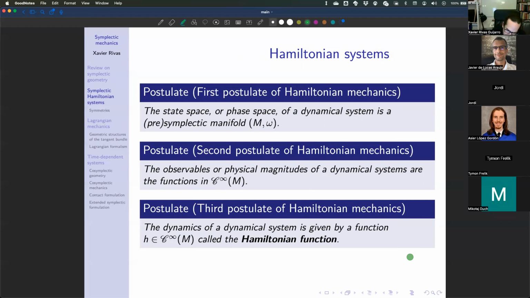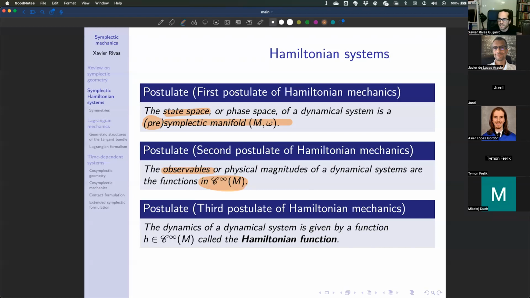So these are the postulates of Hamiltonian mechanics. First of all, the state space, the phase space, will be a symplectic manifold. I introduced here the pre-symplectic case. In principle, I will not be talking about pre-symplectic geometry and singular systems. I will say some things at some points, and I will give a couple of interesting examples of pre-symplectic systems. But most of the time they will be symplectic, at least for now. Second postulate, the observables are just the functions on that manifold.